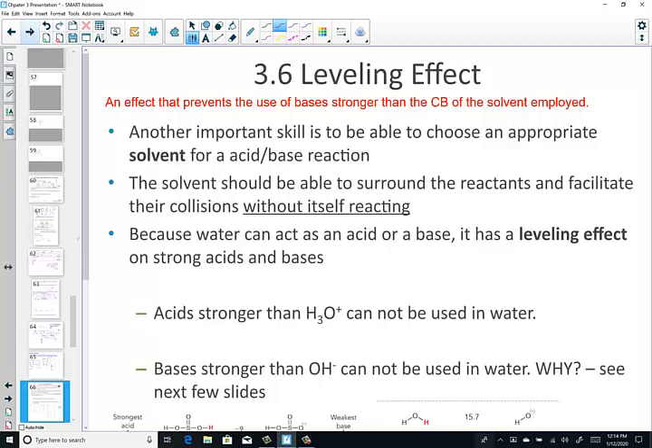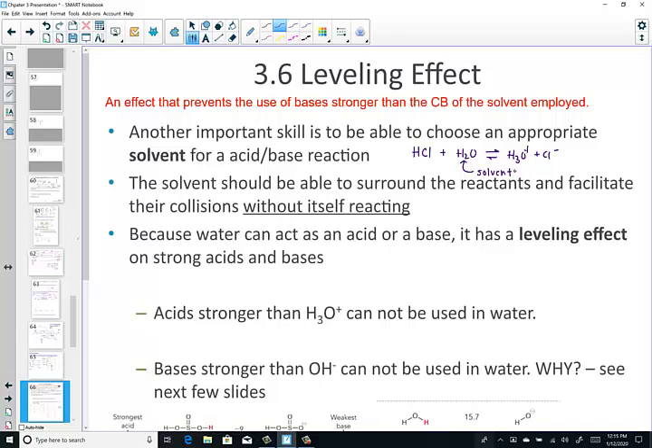Now let's decide what that means. It says to define the term leveling effect. It's an effect that prevents the use of bases that are stronger than the conjugate base of the solvent employed. Okay, so let's think about what I just said. To do Bronsted-Lowry acid-base theory, we need a solvent. Even if I were to just draw a simple acid-base reaction where we get H3O plus and Cl negative, we need some sort of medium for ions to swim around in. In that classic example of acid-base chemistry, water is the solvent.